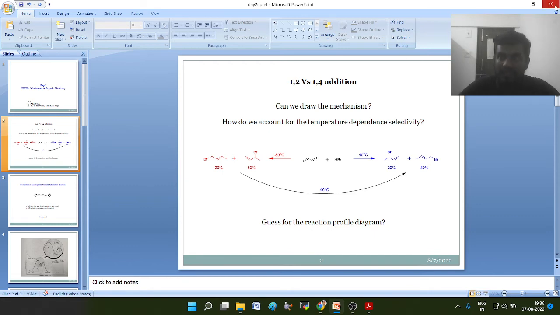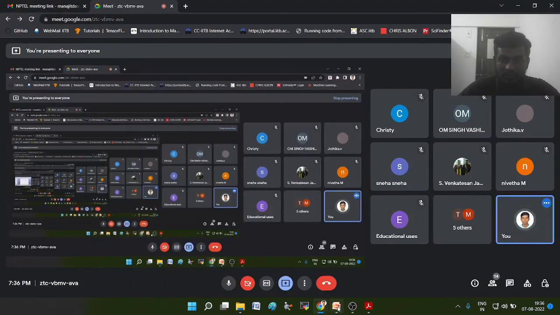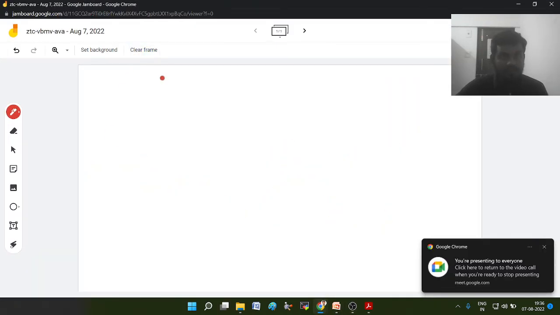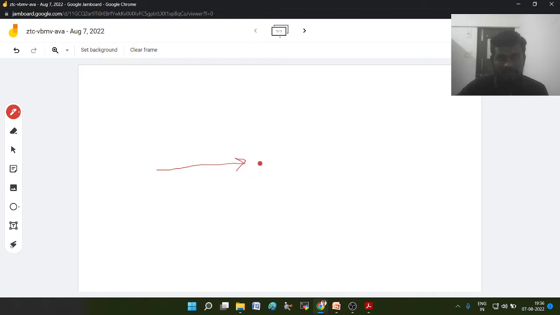So initially, let me discuss some more. Clear the frame. The first step is normal. It forms a carbocation. Then there is a chance it can go via a high energy pathway or a low energy pathway, which is where the temperature dependence comes in. So initially the alkene forms a single carbocation. Actually, not even a single carbocation, and that's what I showed the first time, which I was doing.